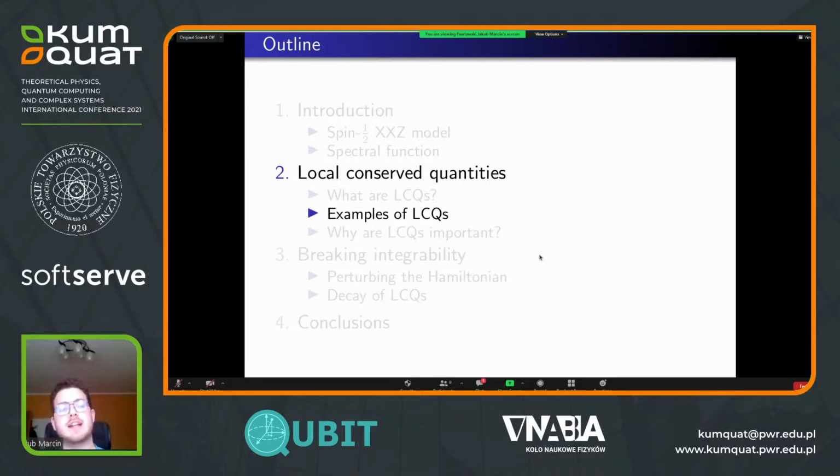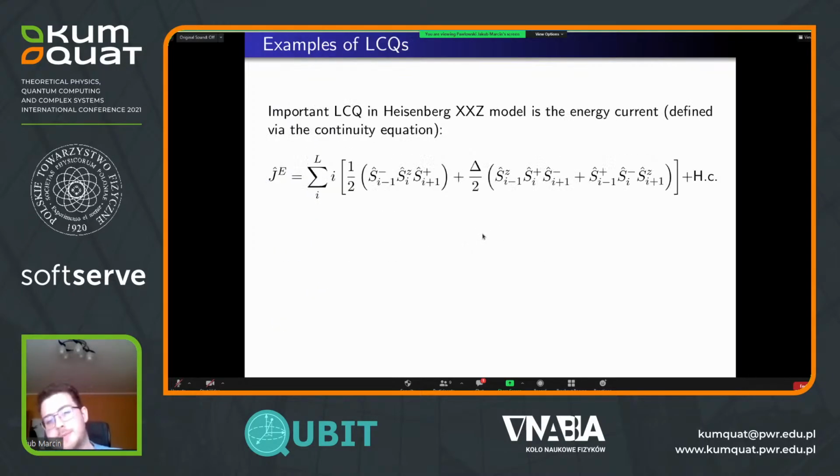So now let's look at some examples of local conserved quantities. The paradigmatic example of a local conserved quantity is the energy current. It's not only for the Heisenberg model, but for concreteness, we will study this one here. It is defined via a suitable continuity equation, and it has the following form. It's seen that it has a support of 3 sites, so we've got the i-1, i, and i+1 sites, and translation over the whole system.